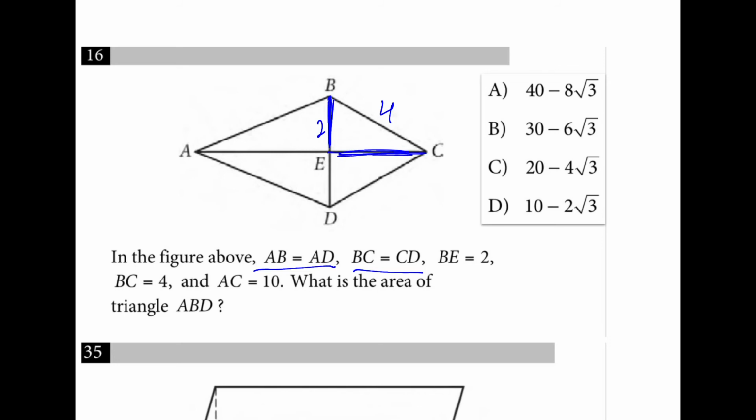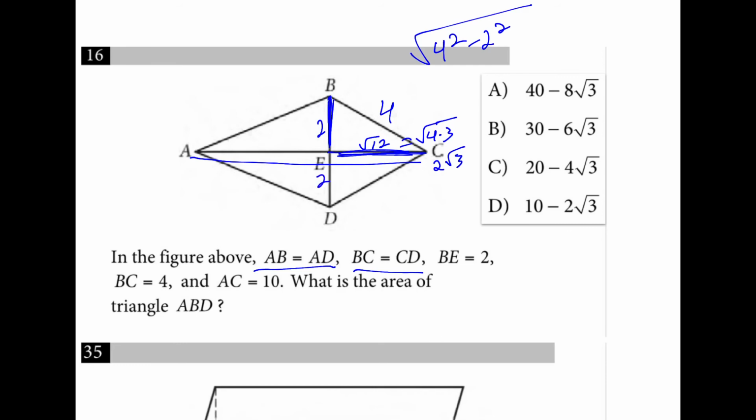We can figure out EC based on the Pythagorean theorem, the square root of 4 squared minus 2 squared. So that's the square root of 12, which if we change that to the square root of 4 times 3, we can pull that out as 2 root 3. Now they also tell us that AC, this entire distance, is 10.